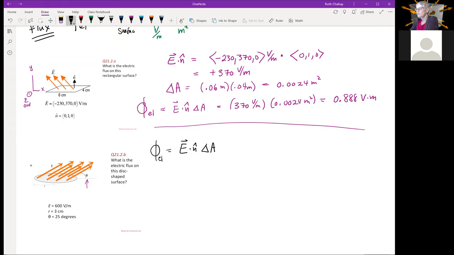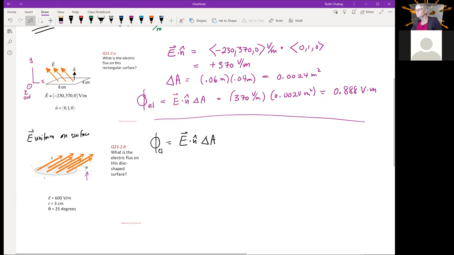Now notice that in both of these cases, the electric field is uniform all over this surface. If it weren't, we'd have to break the surface into smaller pieces and add up the flux on each little piece and then add it all up. Okay. Well, another way to evaluate the dot product is going to be the magnitude of E times the magnitude of n hat times cosine of some angle, times pi r squared.